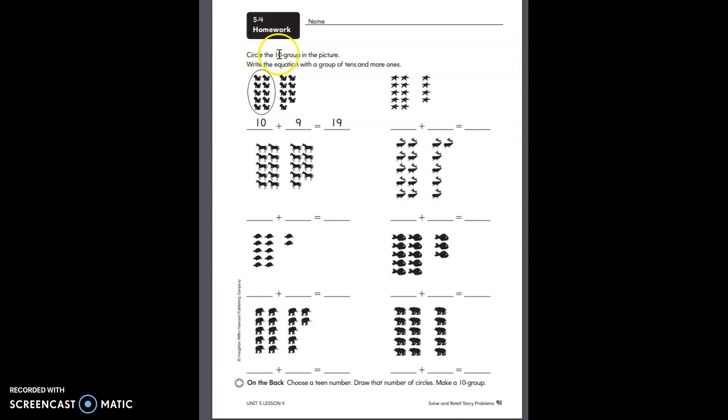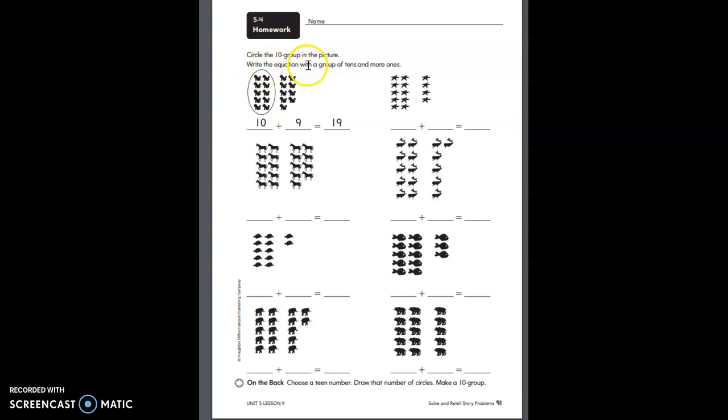So it says circle the 10 group in the picture. So we're going to circle the 10 group in each picture, and if you notice on each picture, it has a 10 group, and the 10 group has 5 on one side and 5 on the other in that circle. So we know 5 plus 5 equals 10. So we're going to circle each 10 group and write the 10 in the equation.